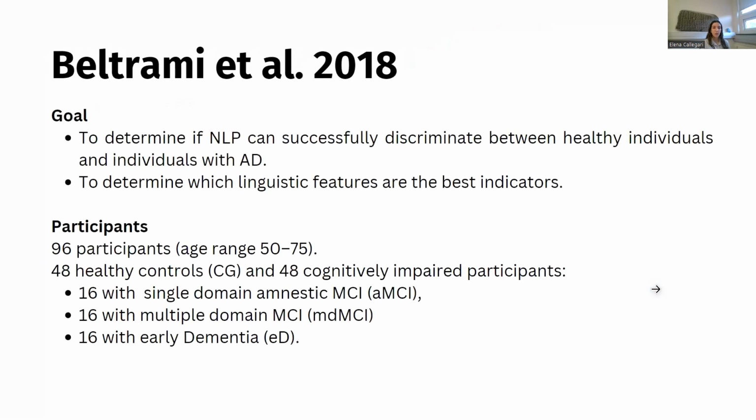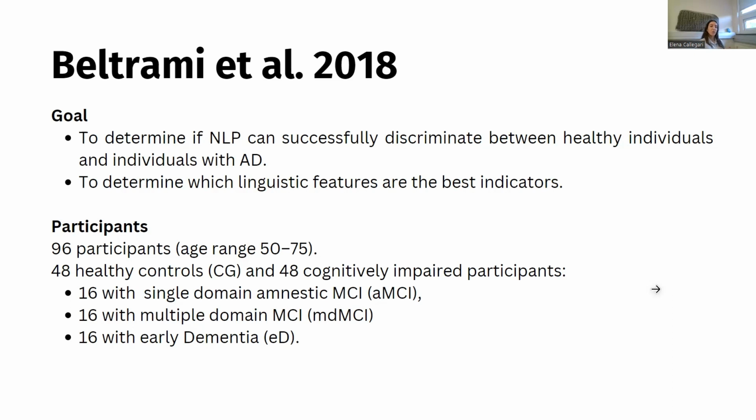Okay, so Beltrami et al. This is an Italian study dated 2018, and what they were trying to do was they wanted to determine if NLP, first of all, can be used to successfully discriminate between healthy individuals and individuals with Alzheimer's disease. Not only that, they wanted to look specifically at which linguistic features are the most revealing of an AD pathology. So which linguistic features should we be looking at to determine if somebody has Alzheimer's disease or if they're just getting old.